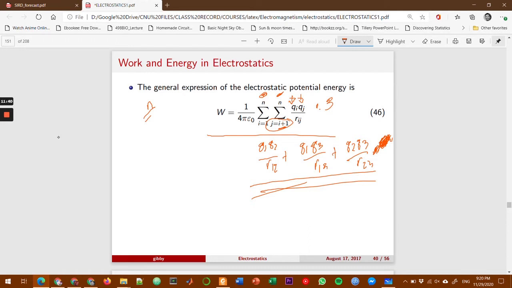So this formula actually is correct. This is the general formula for calculating the work needed for you to assemble an arbitrary number of charges, say n.